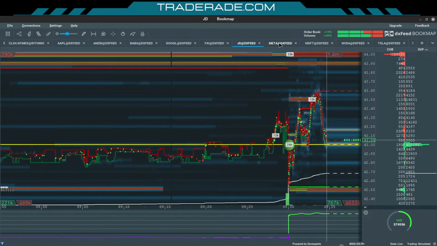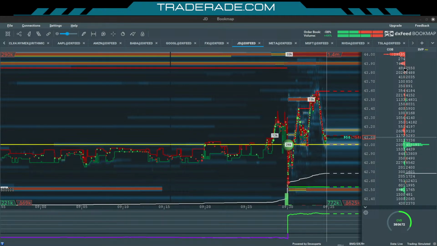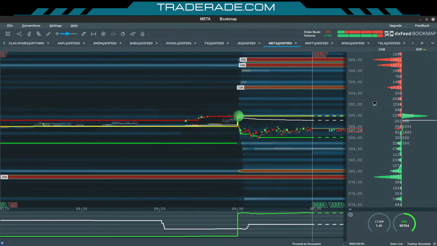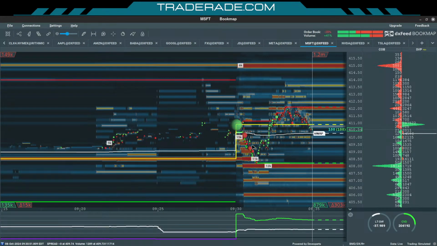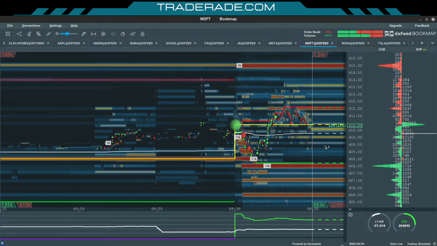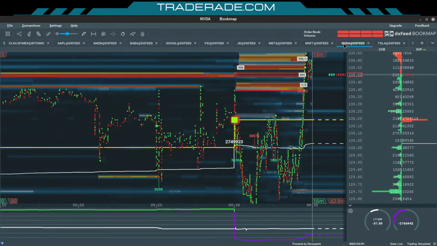All these stocks, however, these Chinese ADRs in the U.S., trading lower today. JD now down 8.56%. Meta is pretty sluggish, dropping a bit off the open and consolidating. Microsoft dropped off the open, popped a bit, now getting back down below the point of control and testing VWAP.